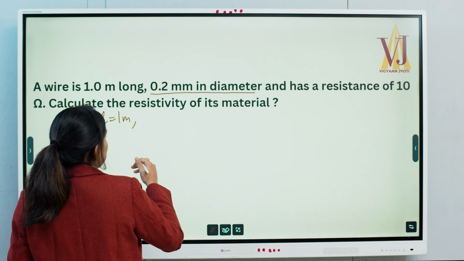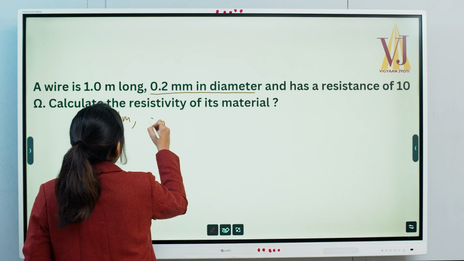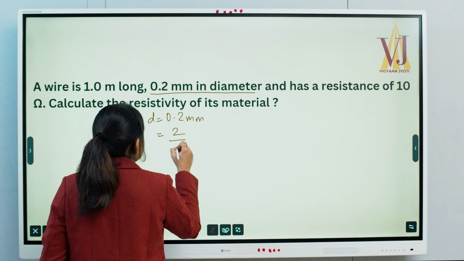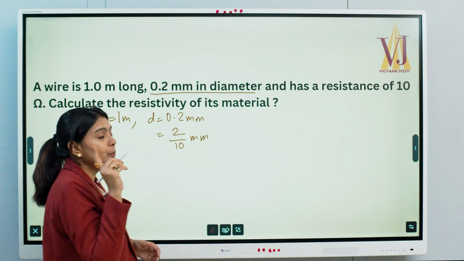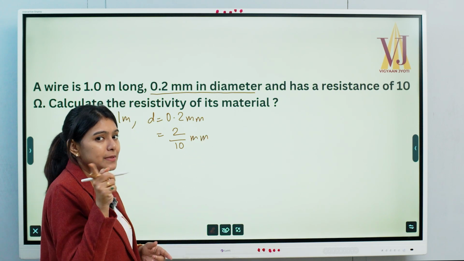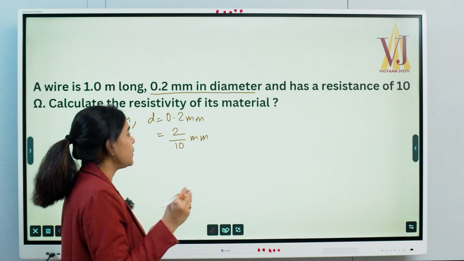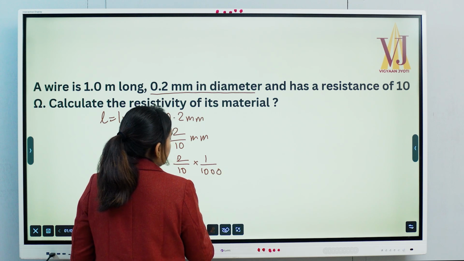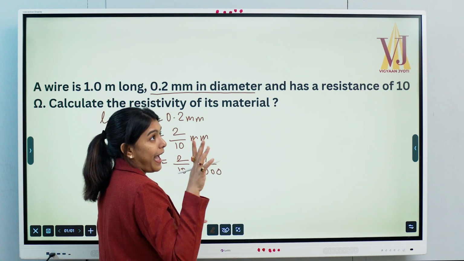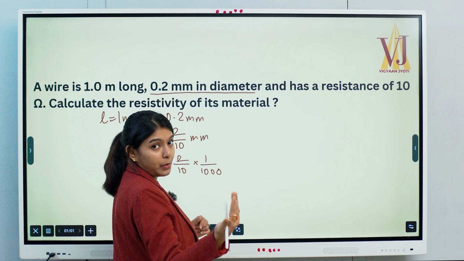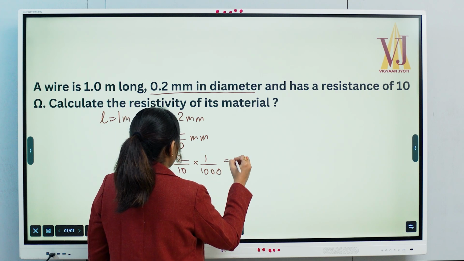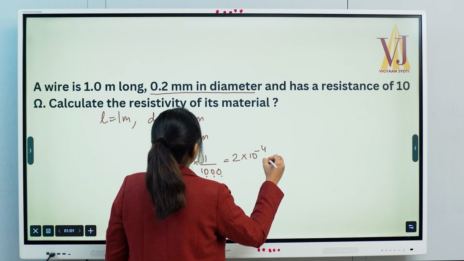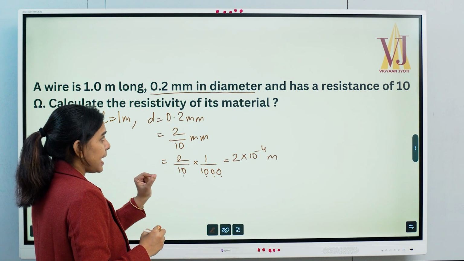So 0.2 millimeter in diameter, and this is 1 meter. Diameter is 0.2 millimeter, that means it's 2 by 10 millimeter. Now in order to convert into meter, what will you do? You are going to divide it by 1000, because we know 1 meter is 100 centimeter and 1 centimeter is 10 millimeter, so one more 0 appended, that means 1000. So it's 2 into 10 to the power minus 4 meter. Now this is the diameter.